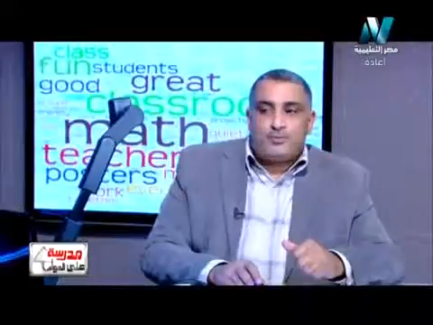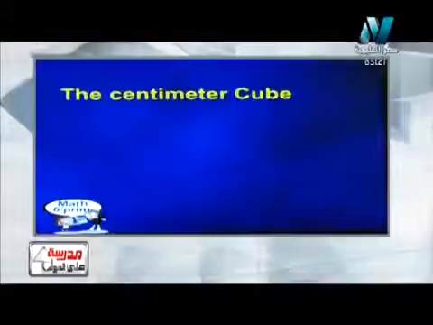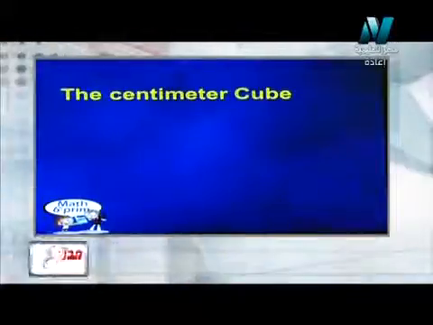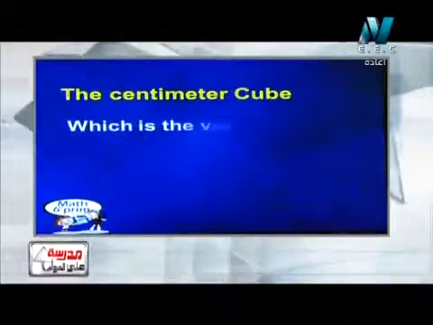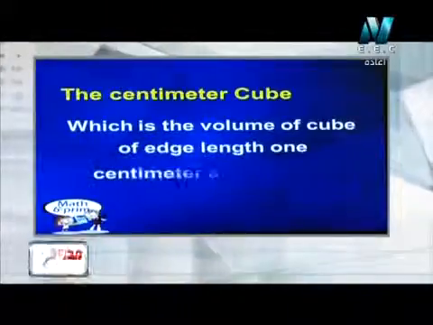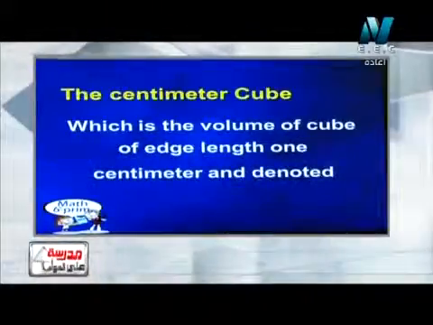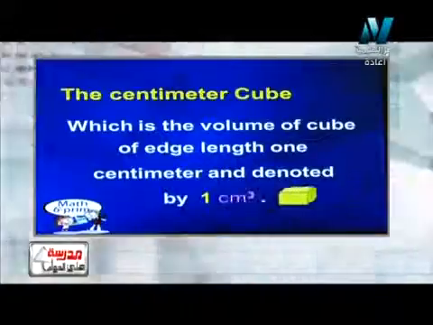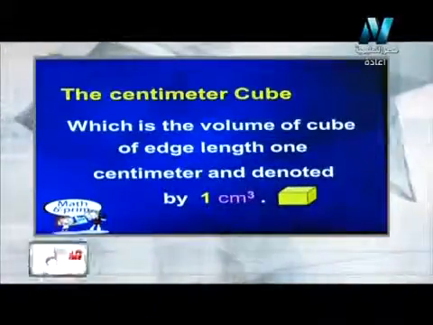We can define them. The first one is the centimeter cube, then the decimeter cube, the meter cube, and the smallest one is the millimeter cube. What is the centimeter cube? It is the first unit of measuring volume, the volume of a cube of edge length equal to 1 centimeter, denoted by 1 centimeter cube or cubic centimeter.